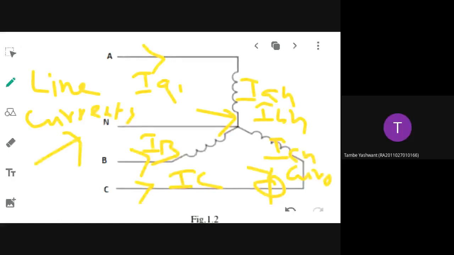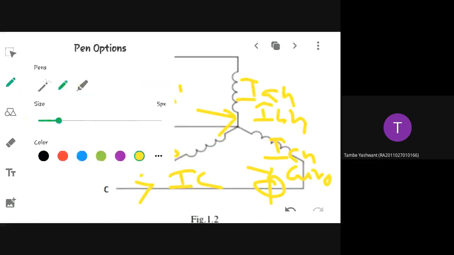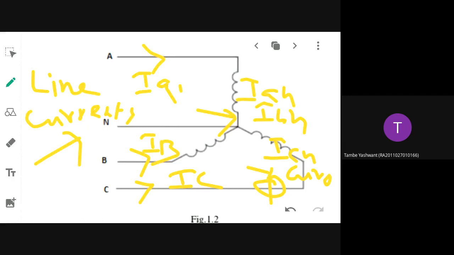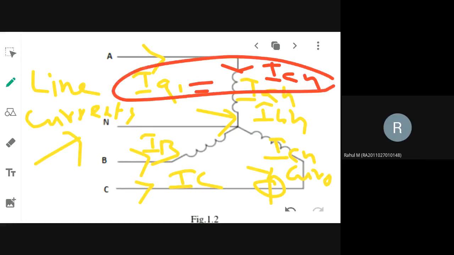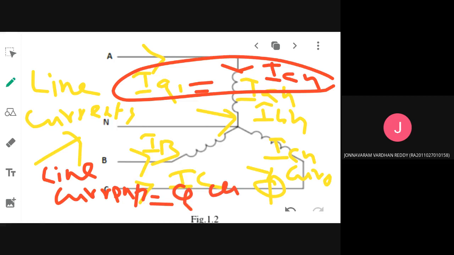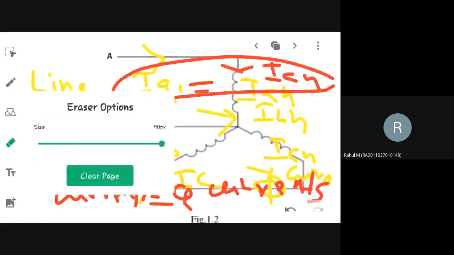The entering currents through the phases are the line currents, and the returning current is through the neutral. This current is called what? IN. Then IA will be equivalent to what? IAN. So line currents will be equivalent to phase currents. This is only valid for what connection? Star connection. This might be asked in MCQ, so please remember.